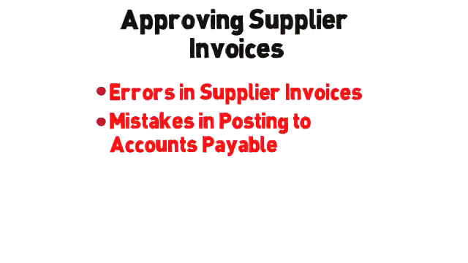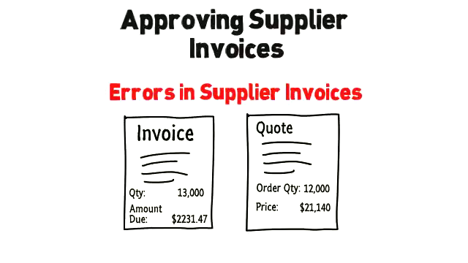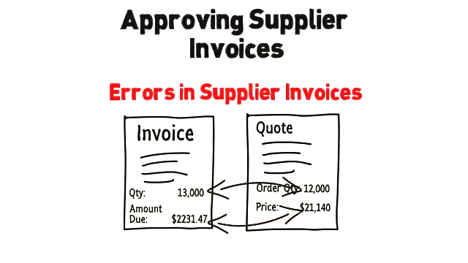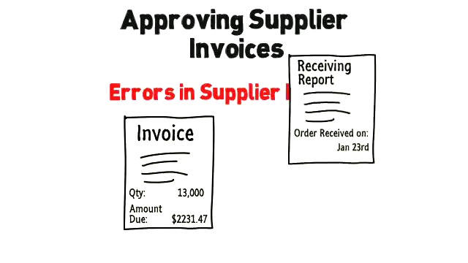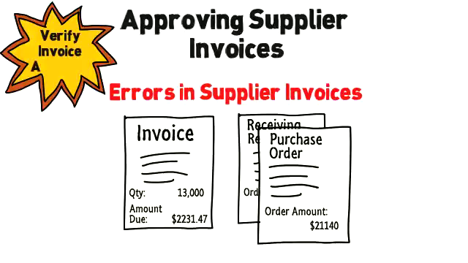Let's start with the errors in supplier invoices. When an invoice is received, but it doesn't match the price or quantity quoted, you can verify the invoice against the receiving report and the purchase order. And if need be, a phone call can be made to the vendor.